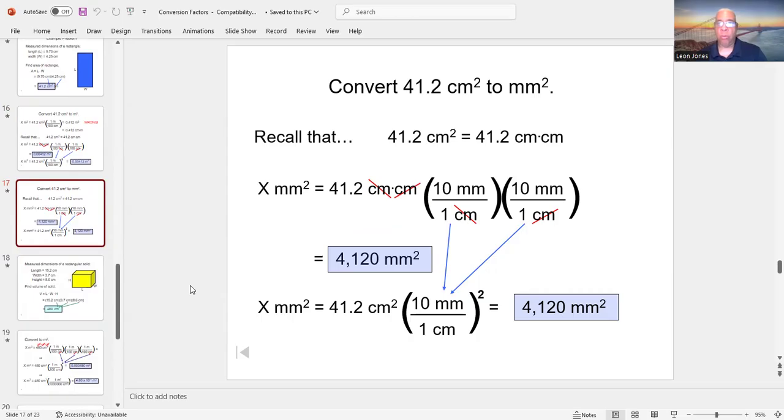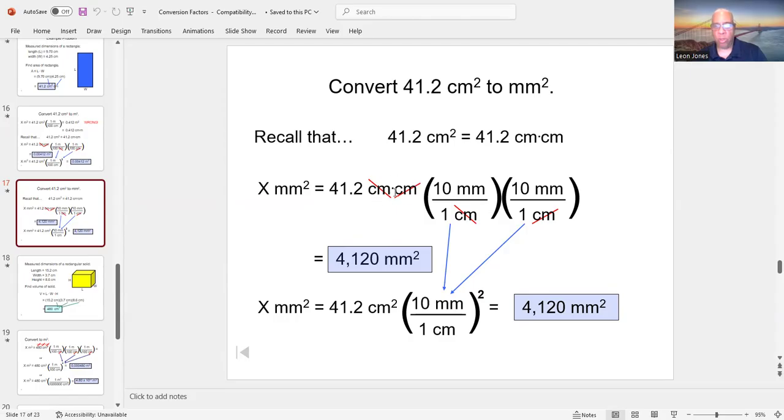Now let's go to millimeters squared. So let's recall, 41.2 square centimeters is 41.2 centimeters times centimeters. So they're doing it the same way. I'm going to go 41.2.